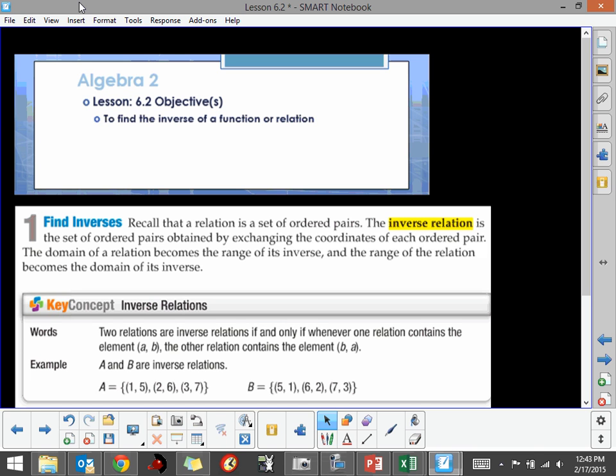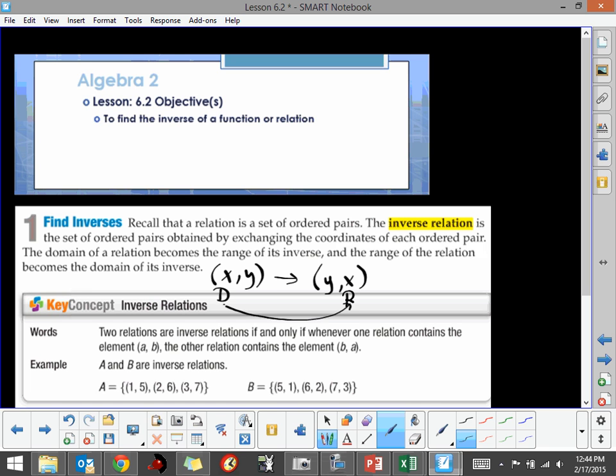The domain of the relation becomes the range of its inverse, and the range of the relation becomes the domain of its inverse. So, in other words, if we have a relation that is defined by a set of ordered pairs x, y, then the inverse becomes a set of ordered pairs y, x. The domain of your original function becomes the range of your new function, and the range of your original function becomes the domain of your inverse function.